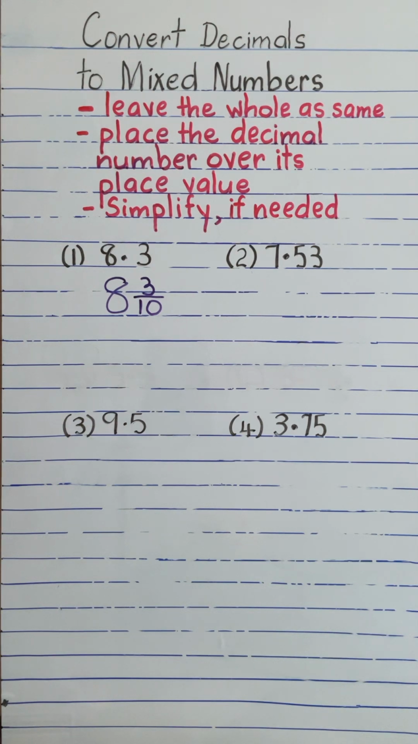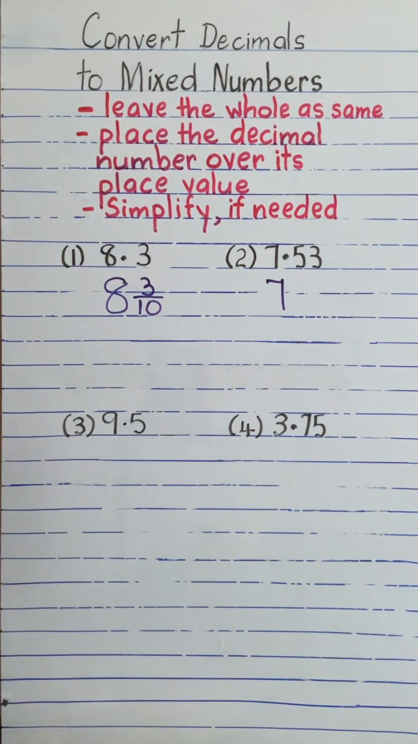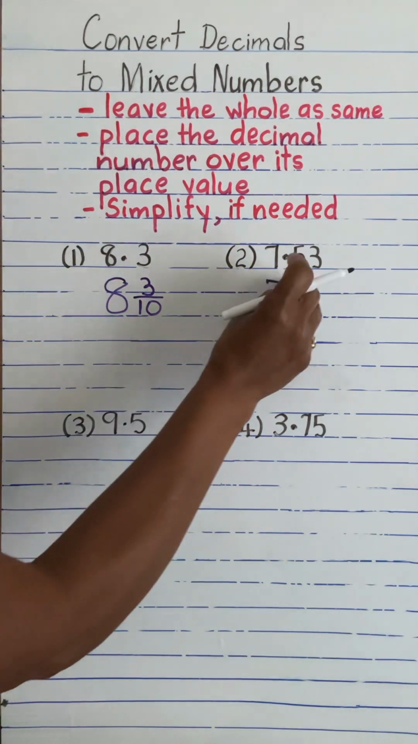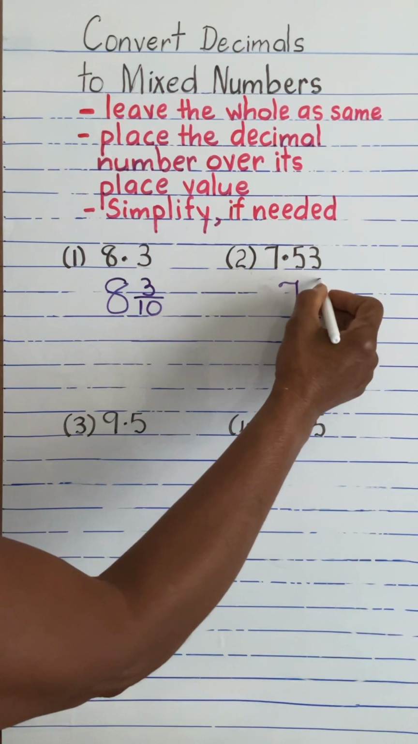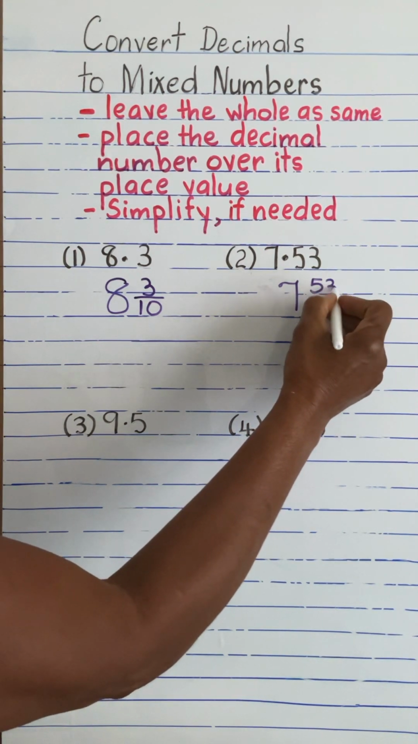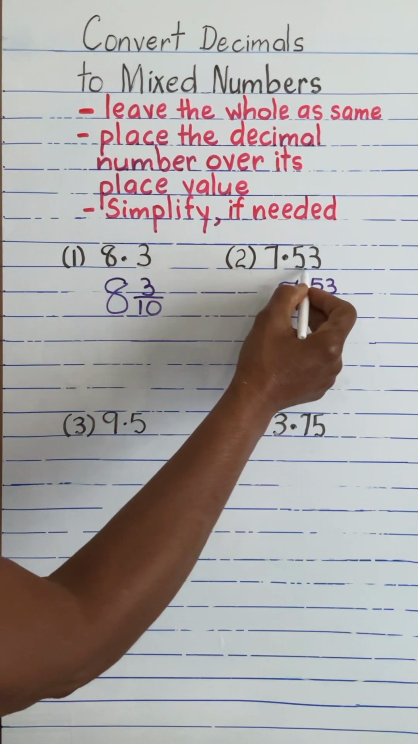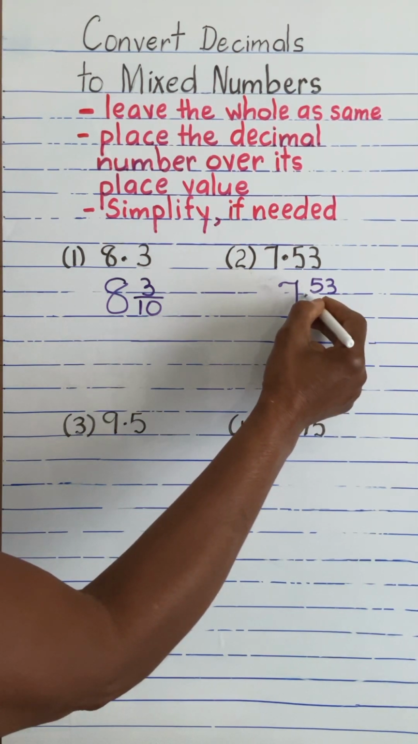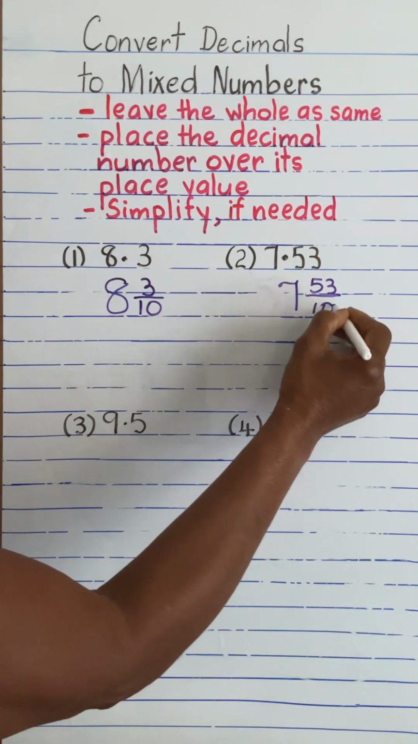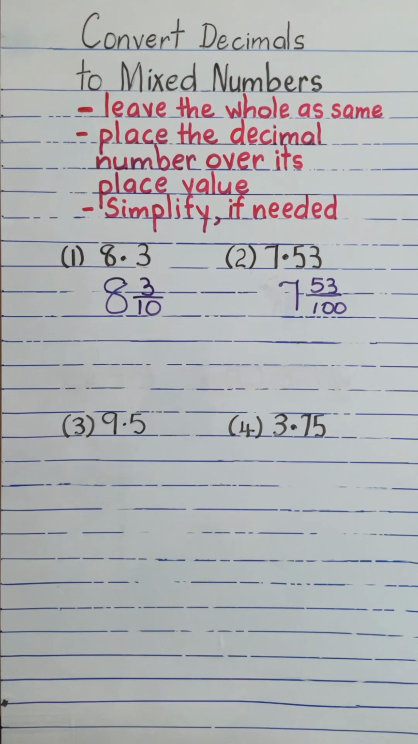7.53. We're going to leave the whole number as it is. 7. And then we're going to put the decimal part over its place value. So the decimal part is 53, the decimal number 53. And the place value for 53, two digits after the point, is out of 100. So it's 53 over 100. And this cannot be simplified. So that is our final answer.